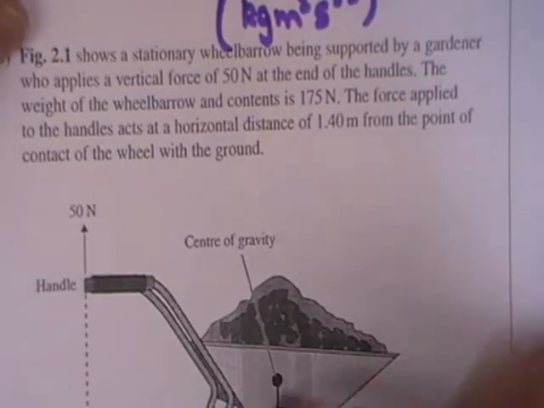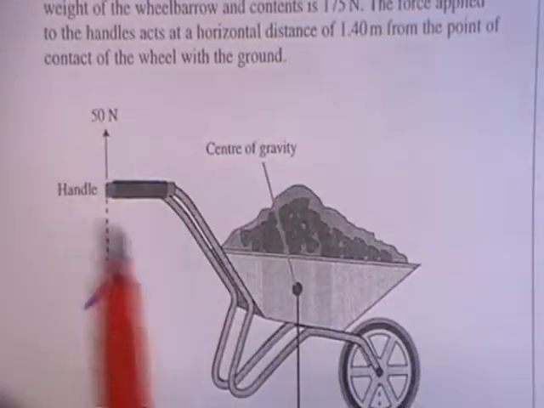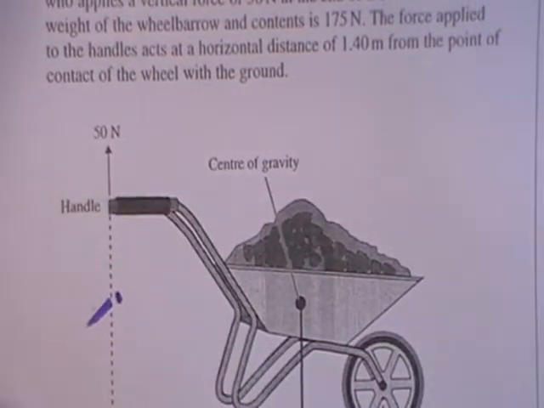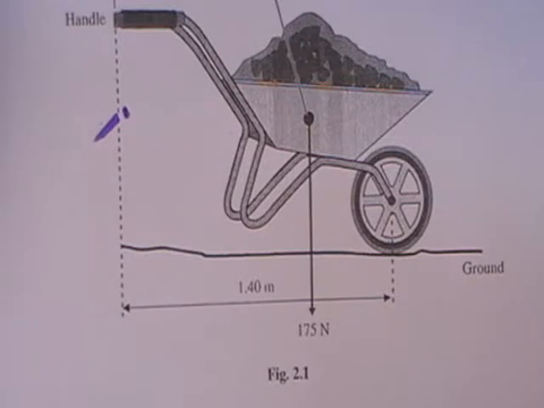Figure 2.1 shows a stationary wheelbarrow being supported by the gardener at this end, who applies a vertical force of 50 newtons at the end. The weight of the wheelbarrow and contents is 175 newtons. The force applied to the handles acts at a horizontal distance of 1.4 metres from the point of contact of the wheel with the ground. So you can see that there.